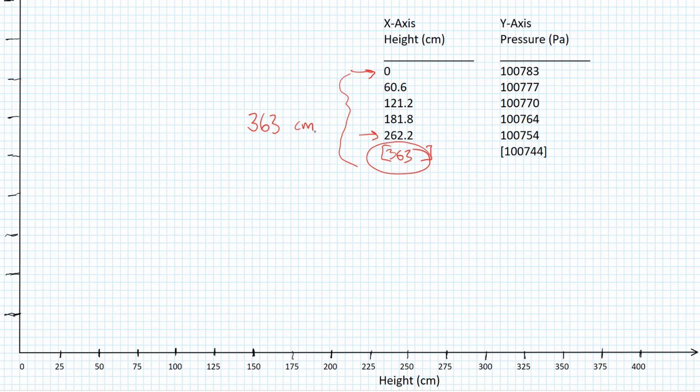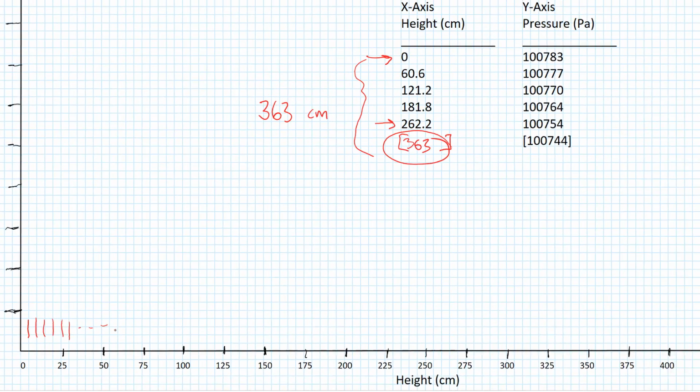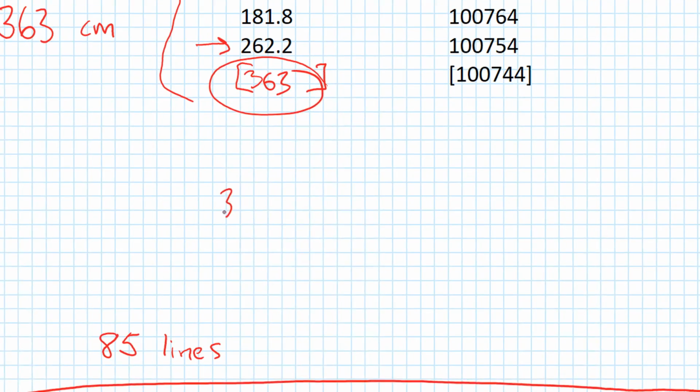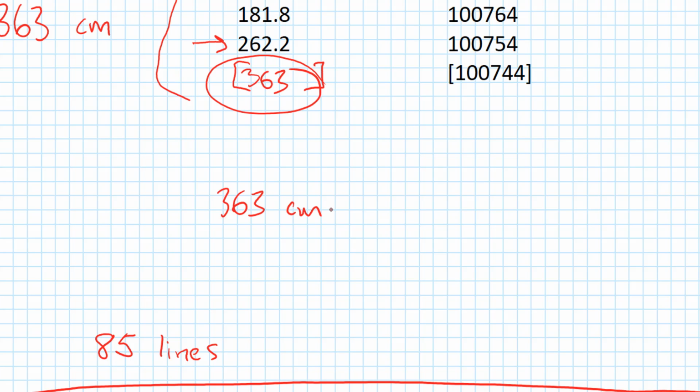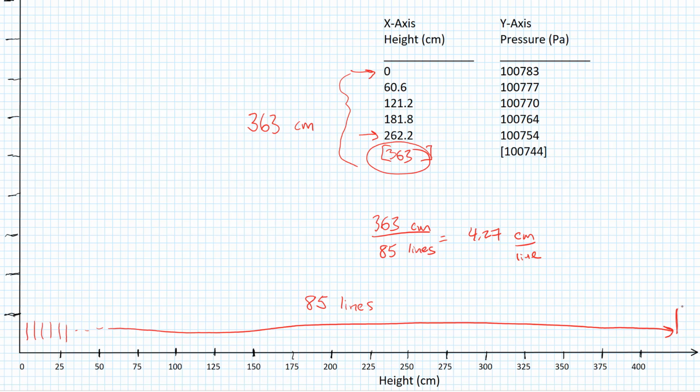The next thing I have to know is how many grid lines I have on my graph paper. So if I start down here and I start counting as 1, 2, 3, 4, 5, 6, and I keep counting, I go all the way out to the end, and I have about 85 lines on my graph paper. So I have 363 centimeters of height, right, going up the stairs. And I want to represent that in 85 lines on my graph paper. So I divide 363 by 85, I get 4.27 centimeters for every line on my graph paper, and I'd end right here at about 363.